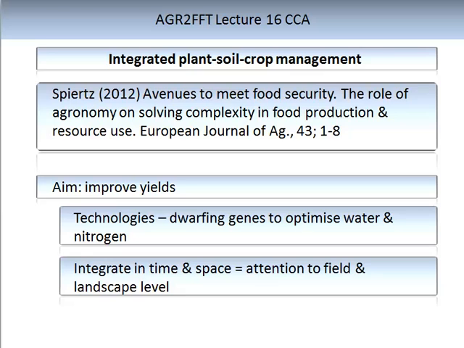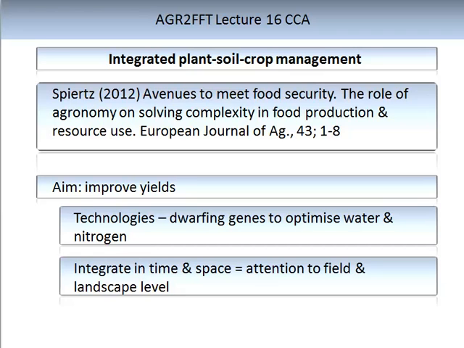Spiertz 2002 published a paper on the advances to meet food security. In this, the role of agronomy in solving complexity in food production and resource problems is reviewed. The aim is to improve yields by integrating plant-soil crop management. The author suggests a number of strategies.